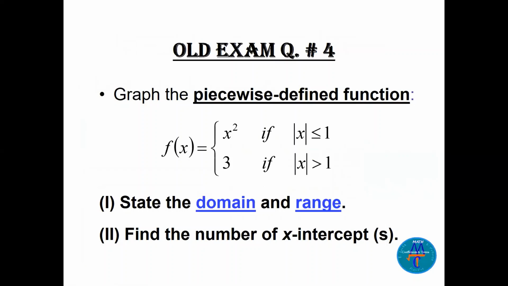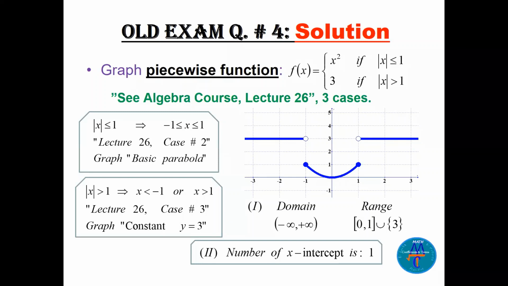Now graph the piecewise defined function. Another function, 2 pieces. Very nice, because we have absolute value. So we graph it, we state the domain and range, we find the number of x-intercepts. Now we have x, absolute value of x less than or equal to 1. That's nice in the condition. So to graph this function, we start with the condition here: absolute value of x less than or equal to 1.